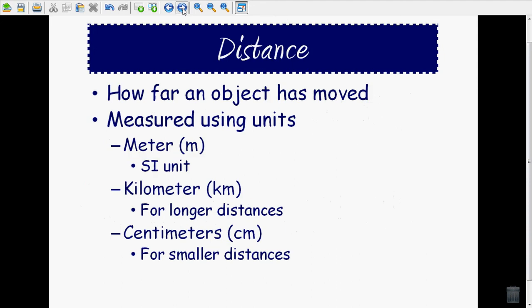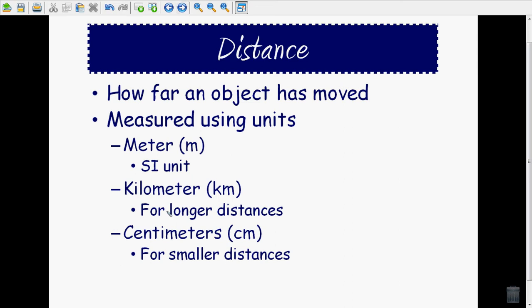So we use distance to describe, when we actually do have motion, how far an object has actually moved from the reference point. Distance is just defined as how far an object has moved. Here in this class, we're going to use the units of the metric system. We're very metric focused in this class. So we're going to use the meter, which is the SI unit.